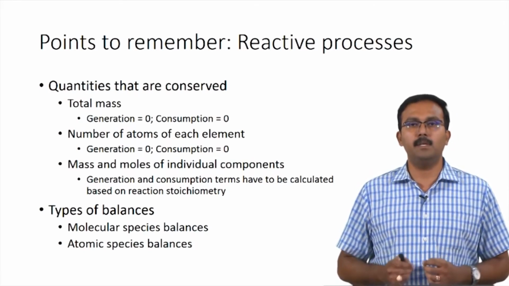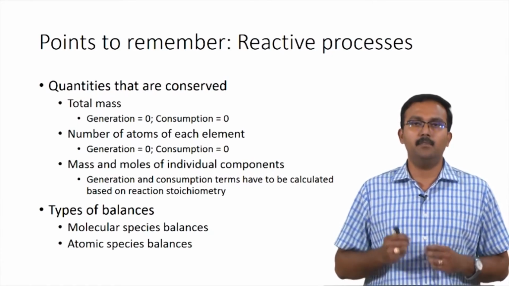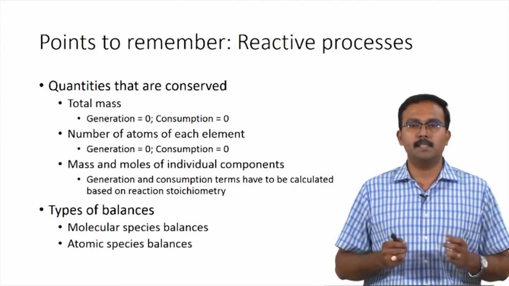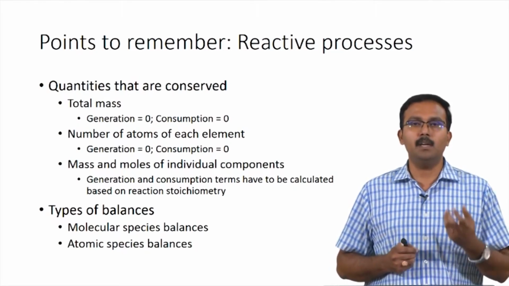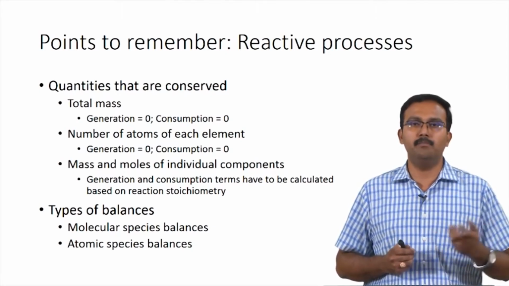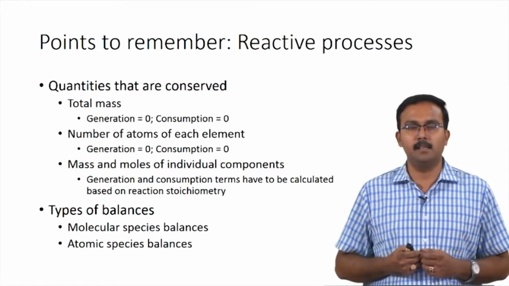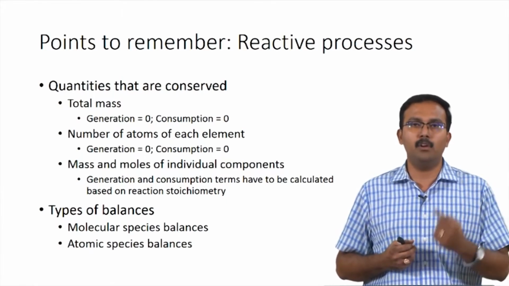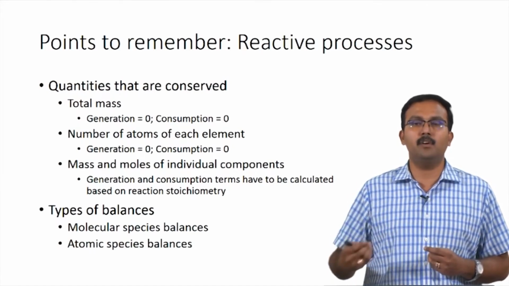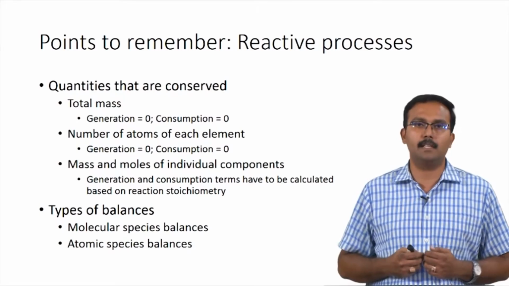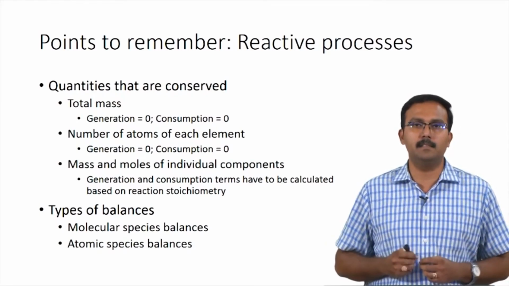Another important thing which we need to remember about atomic species balances is that we are writing for each atom. For example, if we have methane taking part in the reaction, 1 molecule of methane would contain 1 atom of carbon and 4 atoms of hydrogen. So, even if you have 1 mole of methane coming into the reaction, you would account for 4 moles of hydrogen atoms entering the reaction. So, this is important when we perform atomic species balances.